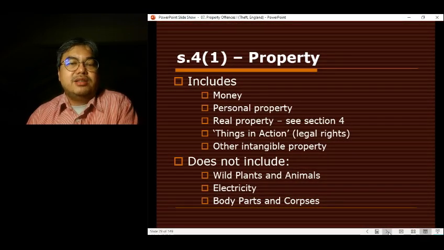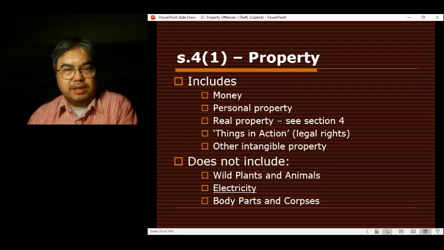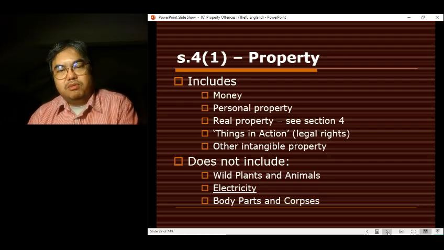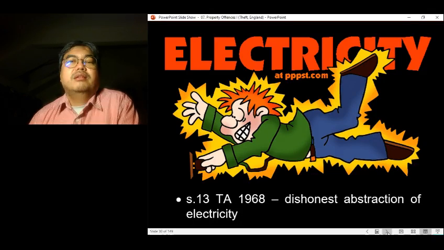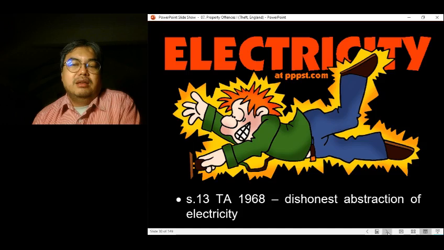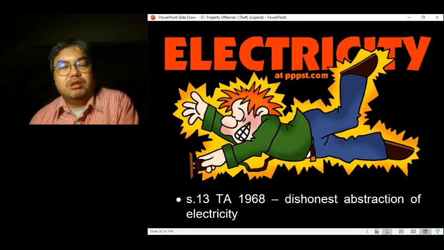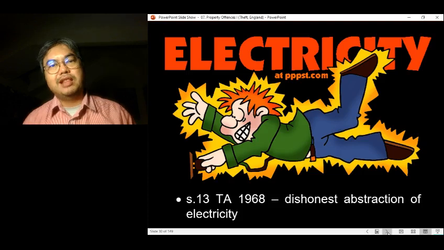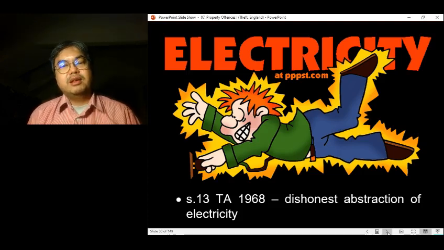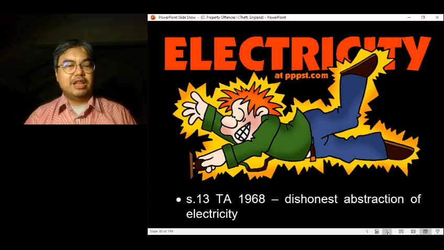Right. Electricity. Can you steal electricity? Now, technically, no. But it actually comes under a different offense. Section 13 of the Theft Act talks about dishonest abstraction of electricity. So if you, so to say, steal somebody's electricity or use electricity without paying for it, it's not theft, but it's considered to be an offense of dishonest abstraction of electricity.